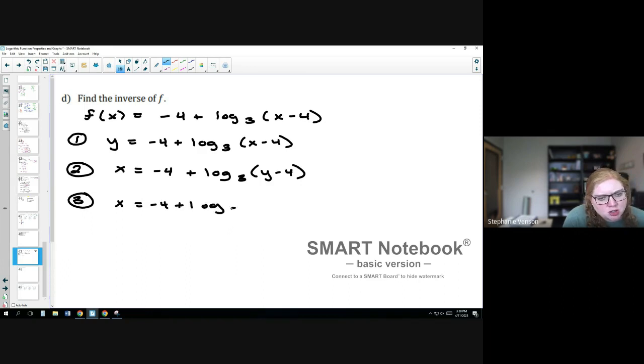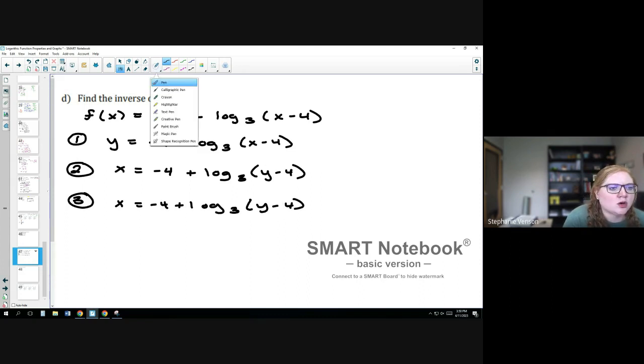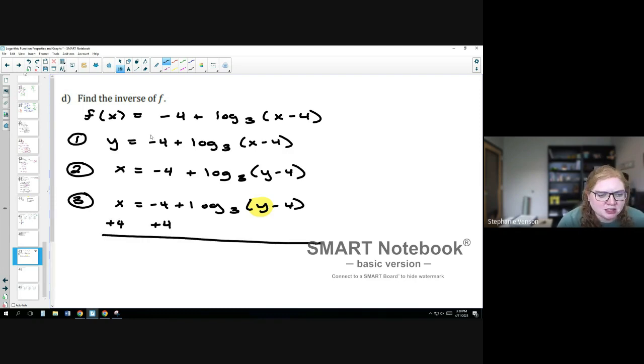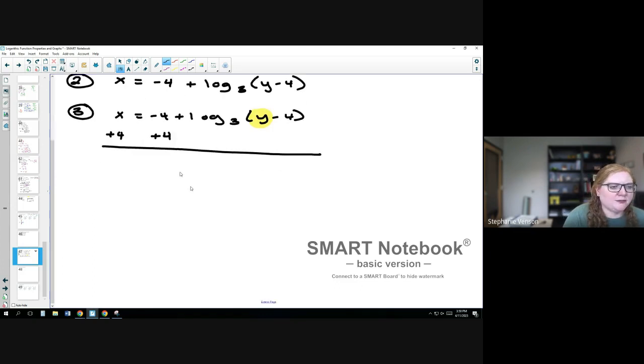And I'm going to start trying to solve for or isolate this y value right here. Okay, so I think the first thing I'm going to do is add 4 to both sides so that at least the logarithm is by itself on the right-hand side. So we would have x plus 4 is equal to, this would cancel, log base 3 of y minus 4.